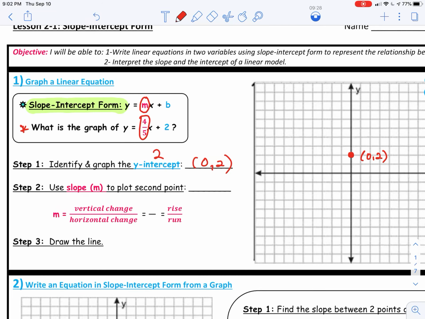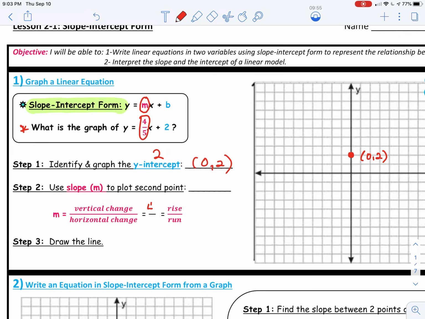Okay, bump down here with me where I have some pink writing right below step 2. What the slope indicates, remember, it's the steepness of the line, but it's more than just that. We have to have some way to figure out what the slope is. Well, the slope is actually a ratio of the vertical change over the horizontal change.